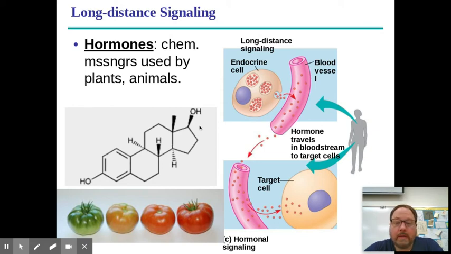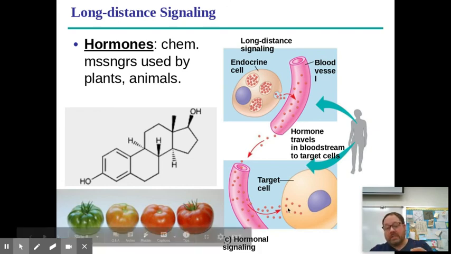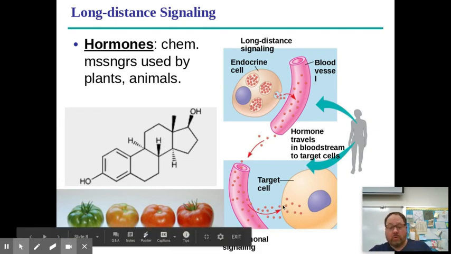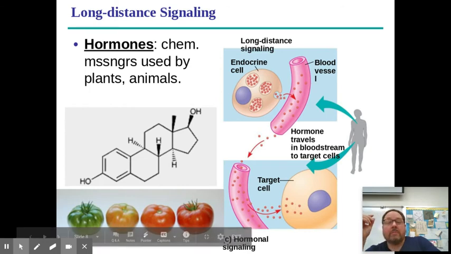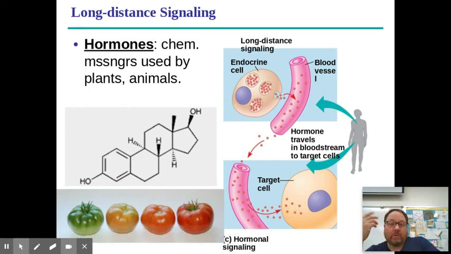The hallmark of hormonal signaling in humans is that you have a secreting cell. This could be glandular tissue, and it secretes a hormone into your bloodstream. Then those hormones circulate throughout the body, and target cells will have receptors for those specific hormones. Those target cells get the message and respond in certain ways. So your pituitary gland will release all sorts of different hormones around the body, but only cells that have receptors for that hormone respond to the chemical message.